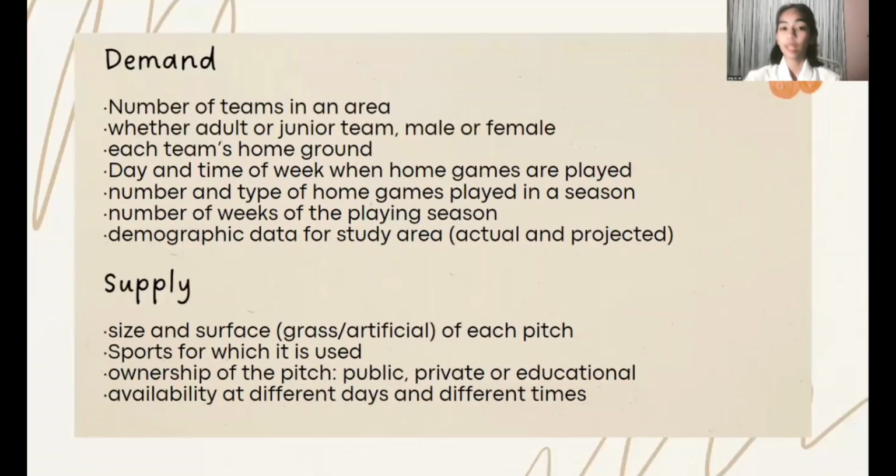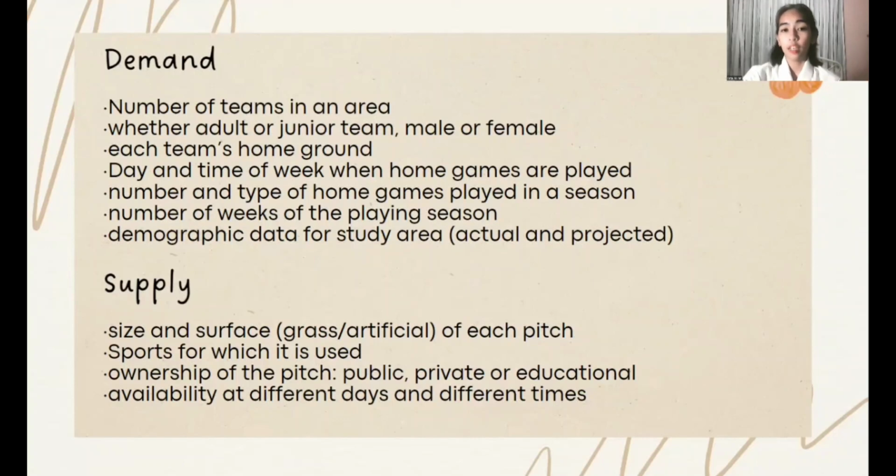Under the demand is the number of teams in an area, whether adult or junior team, male or female, each team's home ground, day and time of week when home games are played, number and type of home games played in a season, number of weeks of the playing season, demographic data for the study area, actual and projected. Under the supply is size and surface, grass or artificial, of each pitch, sports for which it is used, ownership of the pitch, public, private, or educational, availability on different days and different times. In addition to these quantitative elements, other qualitative information and trends in demand can be gathered.